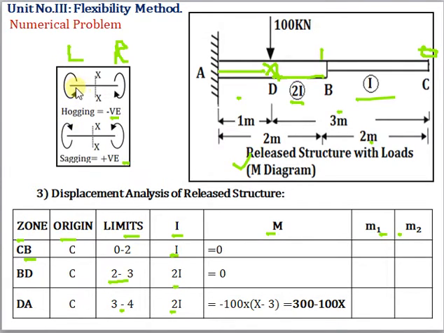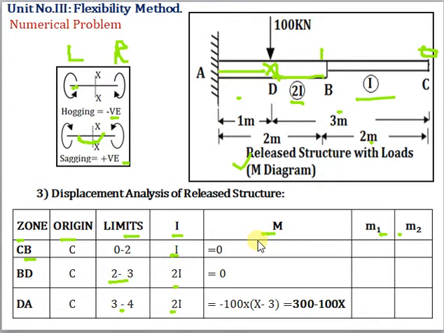Hogging is created if the left hand side moment is in an anti-clockwise direction and the right hand side moment is in a clockwise direction; the beam shows hogging nature. If the left hand side moment is clockwise and the far end moment is anti-clockwise, the beam shows sagging nature. That is why hogging is treated as negative and sagging as positive according to bending nature. So now fill up this M column.